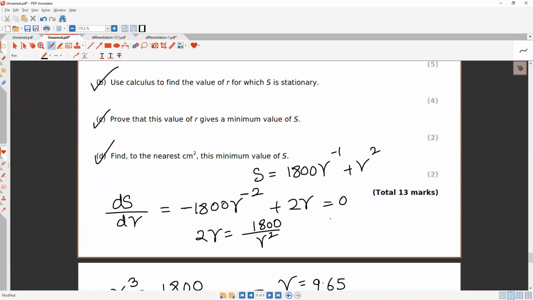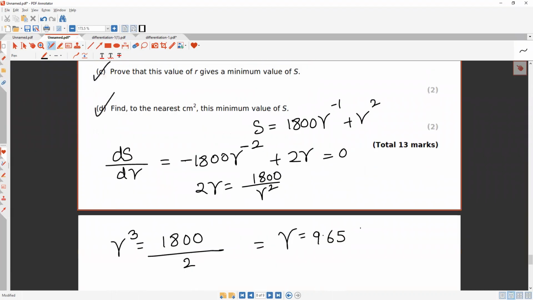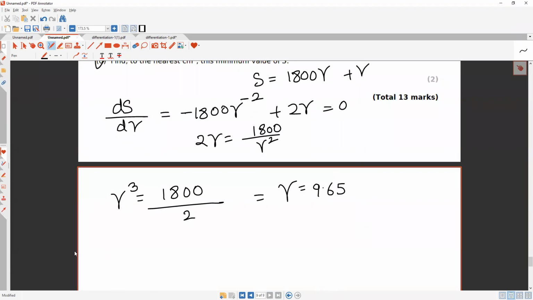Okay, so let's continue now. Prove that this value of r gives the minimum. So we need to find the minimum. Easy peasy. Again, C part, double differentiation. Because you already differentiated this over here, this is already differentiated. You have to double differentiate it. Easy. d square s by dr square, like d square y by dx square.